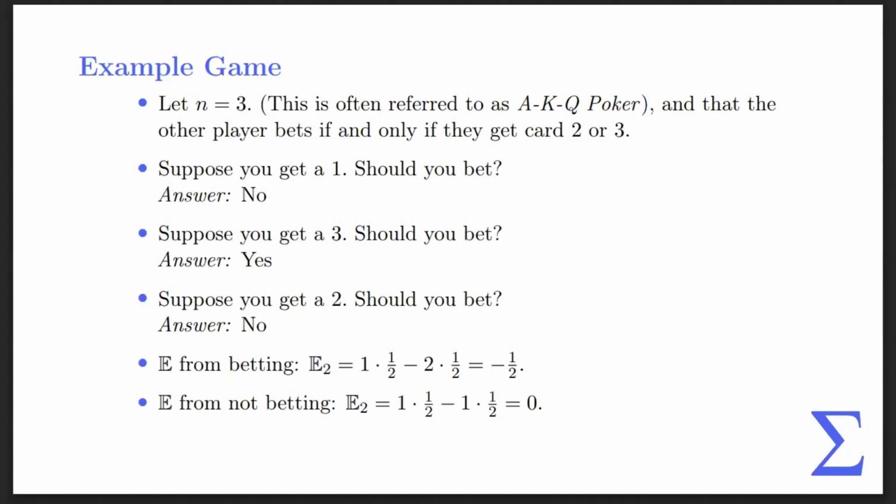And then if you don't bet, you have a 1/2 chance again that your opponent gets a one and then you win, and a 1/2 chance your opponent gets a three and you lose. So your expected profit is zero. So you actually should not bet because you have a higher expected profit. Any questions?